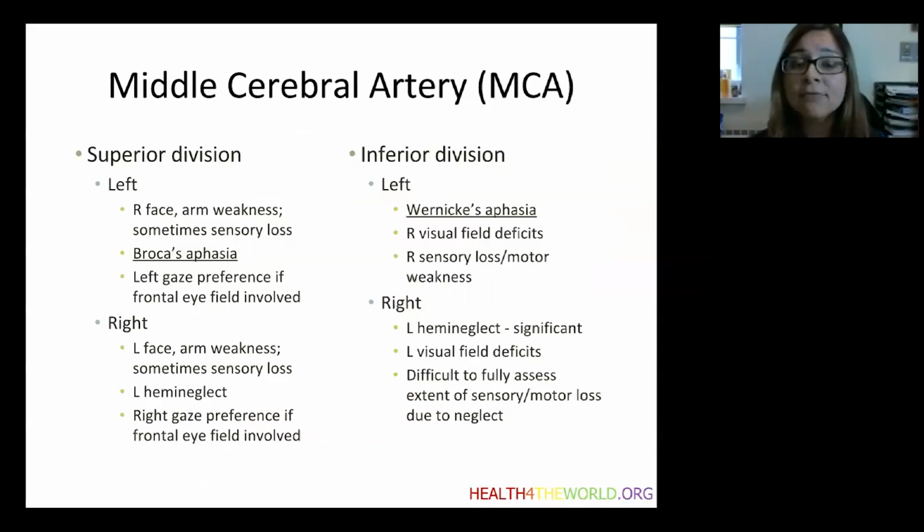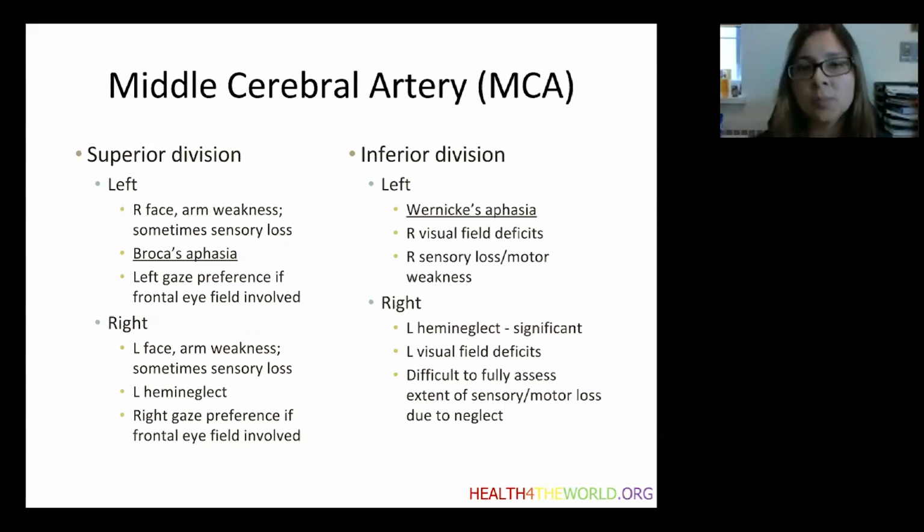A stroke in the left superior division of the MCA might result in right face and arm weakness and sensory loss. Again, this is due to the location of the face and arm on the motor strip. We also oftentimes will see what's known as a Broca's aphasia. It's underlined because I plan to come back and talk about this in more detail. We also tend to see an ipsilateral gaze preference in some cases if the frontal eye field is involved. And so on a left-sided stroke, you might see a left gaze preference. On a right-sided stroke of the MCA, you might see a right gaze preference. So the gaze preference tends to be ipsilateral to the stroke.